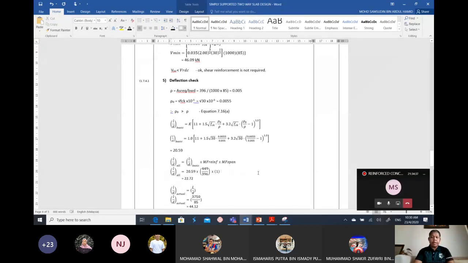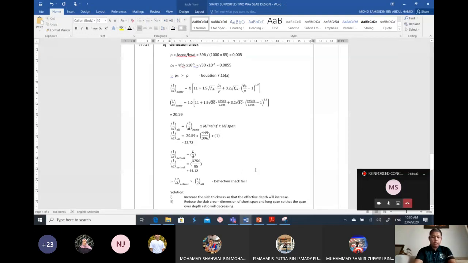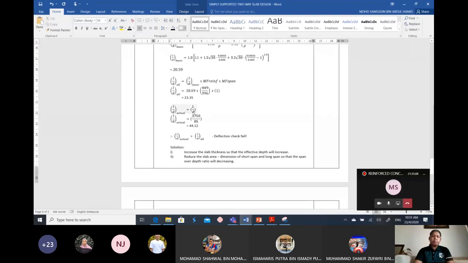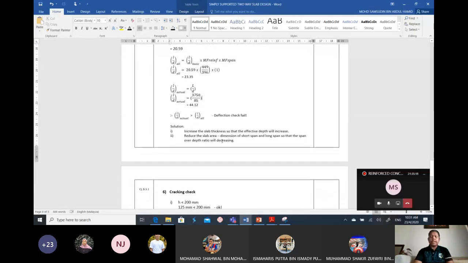Okay, the modification of span is equal to 1, and so we will get the answer for L over d allowable, which is equal to 23.35. Our L over d actual here is 3750 divided by dx. We get 44.12. Therefore our L over d actual is more than L over d allowable, therefore our deflection check fails.